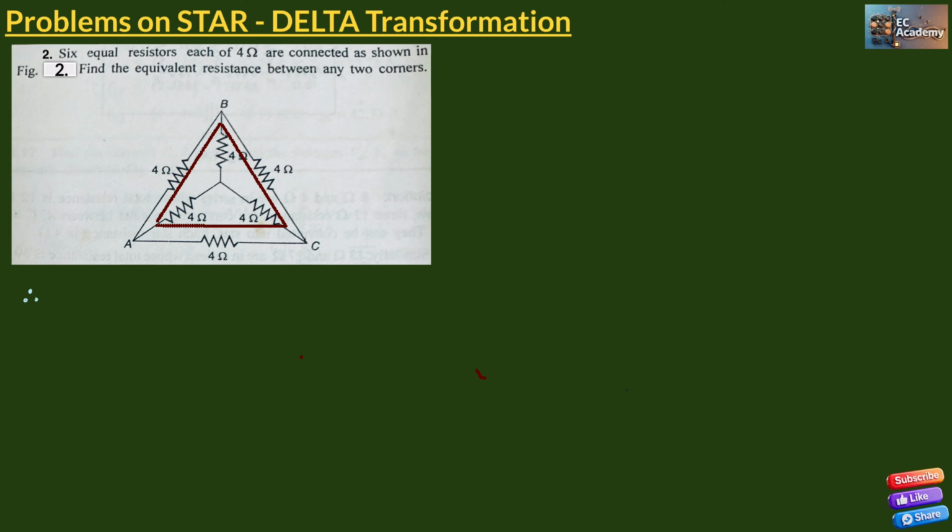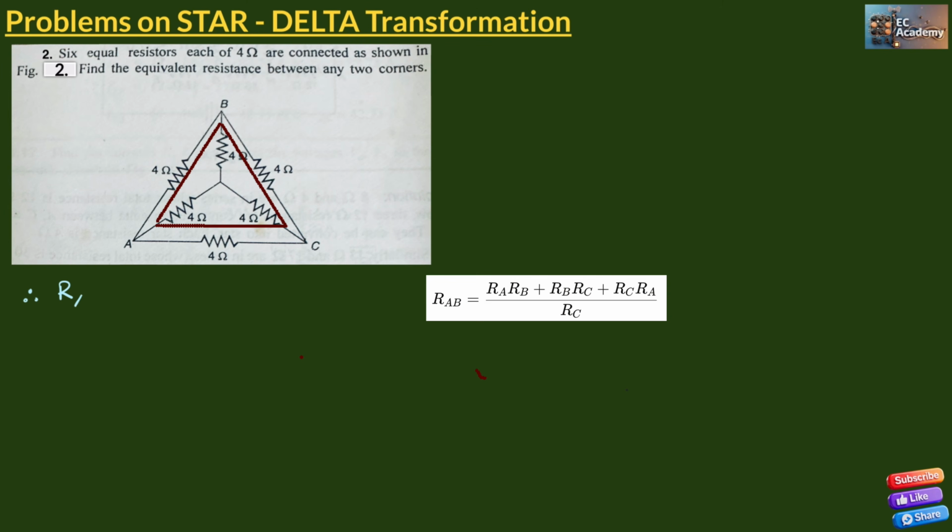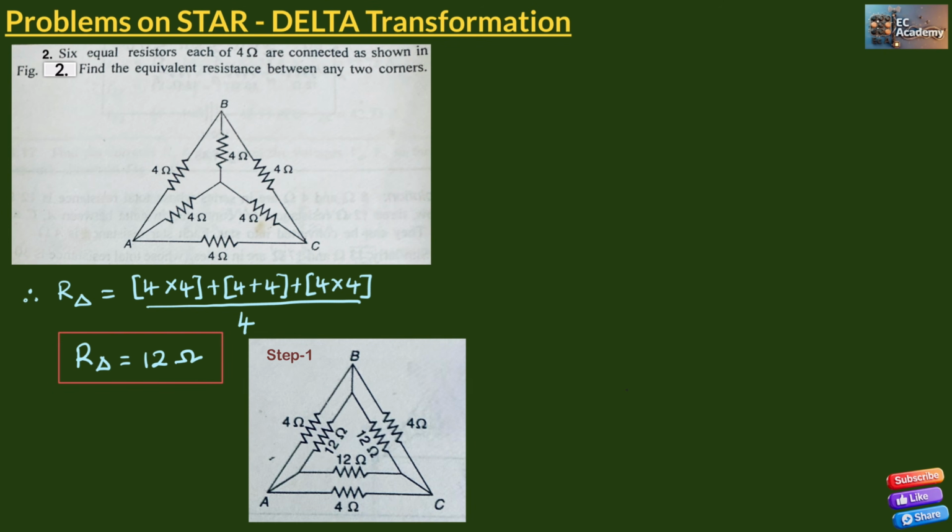Therefore, we can say the delta equivalent resistance will be equal to (4 × 4 + 4 × 4 + 4 × 4) divided by 4 ohm. Therefore, the equivalent delta resistance for all the three branches will be equal to 12 ohm. So we can write the internal delta connection, and for all the resistors we can write 12 ohm.